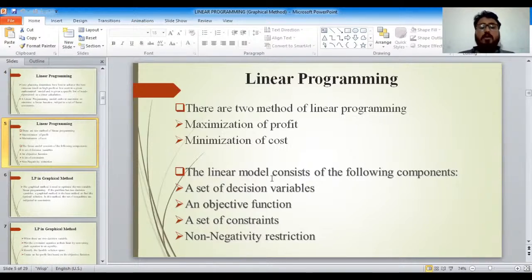The last one is non-negativity restrictions. For all linear programs, the decision variables should always take non-negative values. This means the value of decision variables should be greater than or equal to 0.